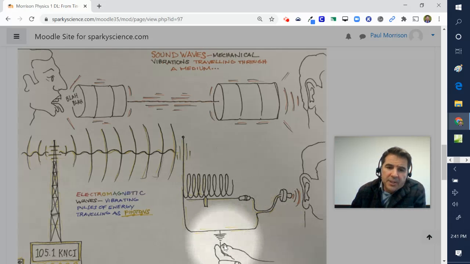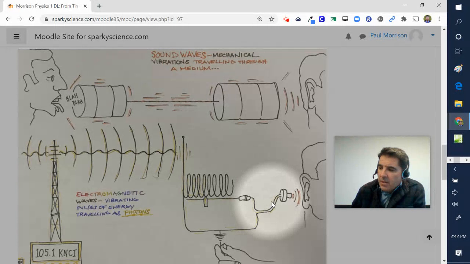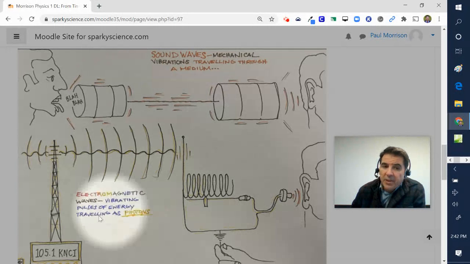This actually is a type of radio that doesn't require any external energy. It uses the energy from the radio station to power it. I have an example of one of these in class that actually works.